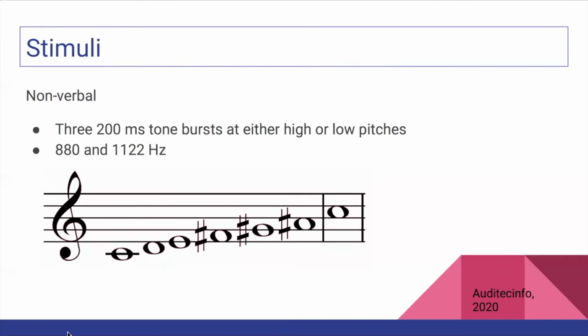So what we use are 3 200 millisecond tone bursts at either high or low pitches. The frequencies that we use are 880 and 1122 hertz. The reason that we choose these two specific frequencies is because they have the same level, so equal loudness on the phon curves.